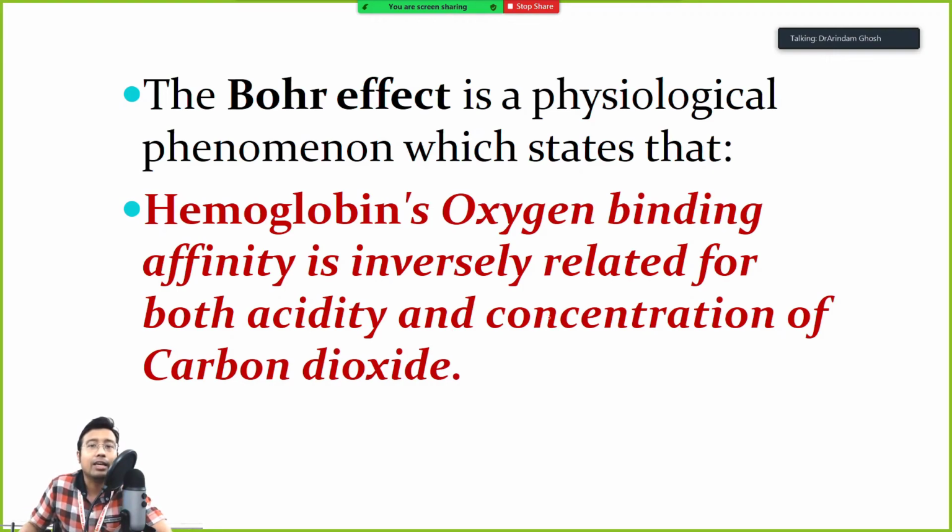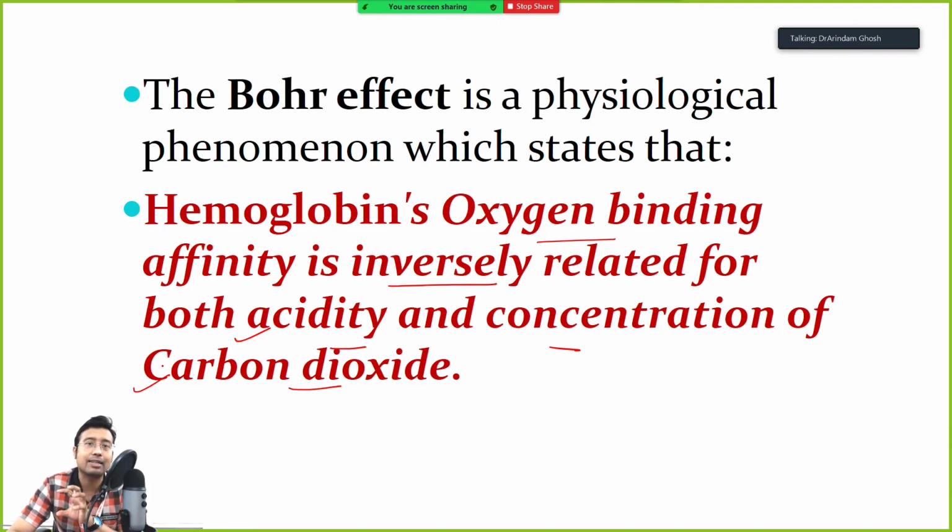Okay, hemoglobin's oxygen binding, that is the binding capacity and affinity of hemoglobin for oxygen, is inversely related to both acidity and concentration of carbon dioxide. Means if there is more acidity, if there is more PCO2, okay, more acidity means more proton and less pH, both of them are inversely related to hemoglobin's oxygen binding capacity. So if acidity is more, carbon dioxide is more, hemoglobin oxygen binding will be very less. Okay, that is what we just read.